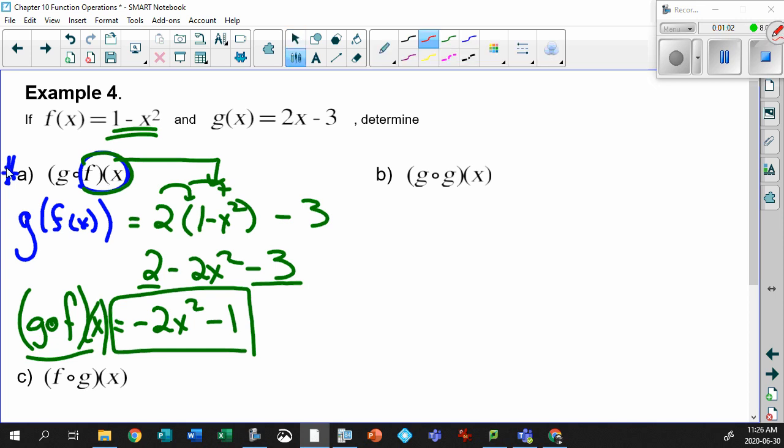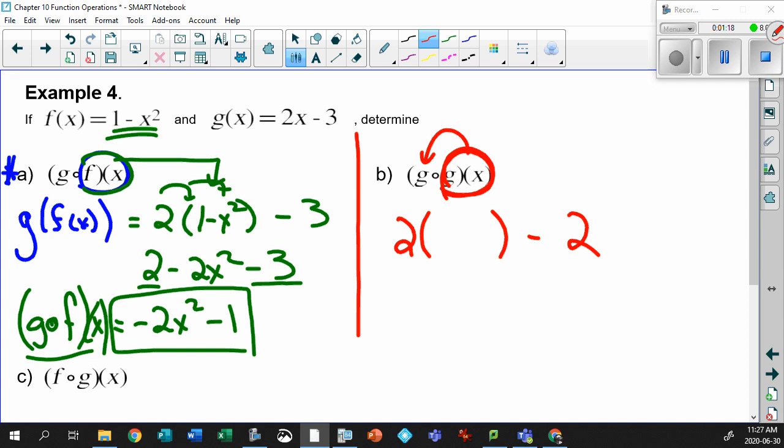Okay, but what if you're given something like this? g of g of x. Take g of x and just substitute it back into g of x. So what am I talking about here? Well, here's g of x, and we're going to substitute into here g of x.